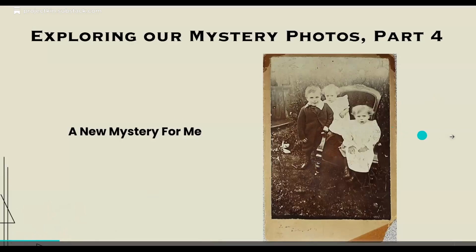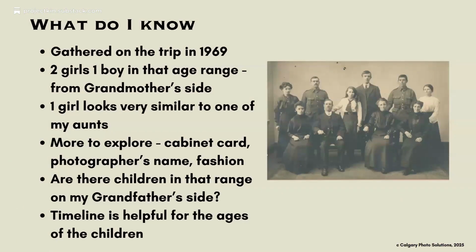Okay, where'd my arrow? There it is. And so I decided, okay, what do I know and what do I have to do next? So I got it on the trip in 1969. There's 2 girls and 1 boy, obviously in that age range there of a few years apart. That fits on my grandmother's side because here is my grandmother, her younger sister, and the brother who's just a bit older than my grandmother.